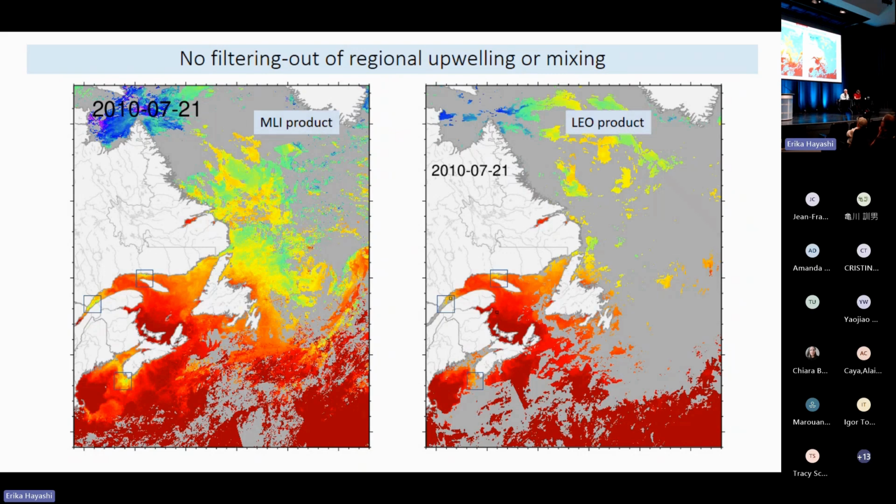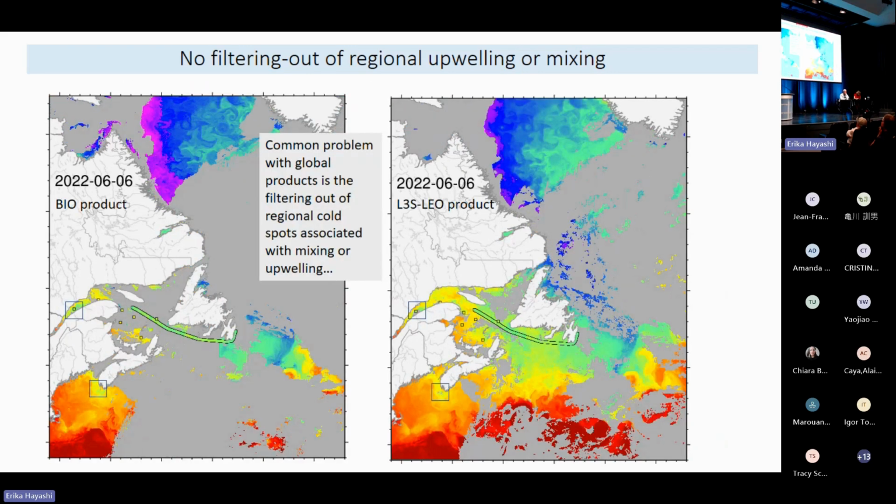This is one of the early years. This product starts in 2007, and it looks a little bit washed out, but better. And in its later years, I don't know why, but it's much better. So this is the BIO product for one given day, and this is the L3S Leo Star product. It also includes more satellites, so we get more coverage. So we elected to go with that product. I didn't test all 142 of the catalog, sorry.